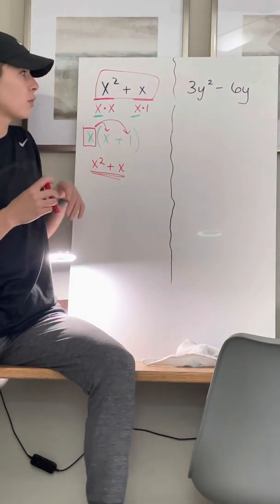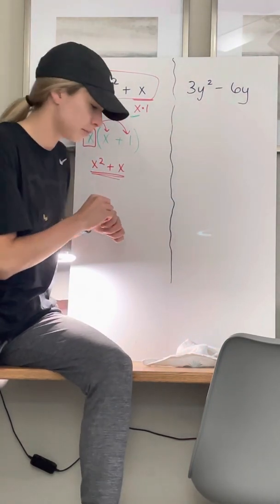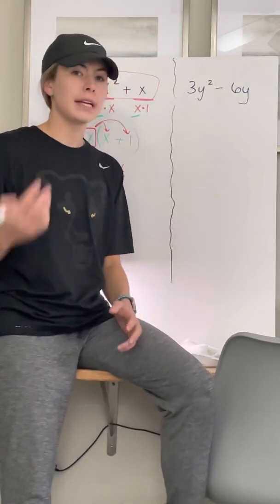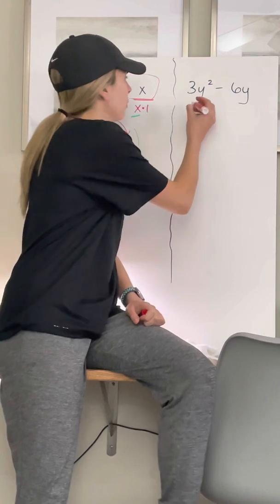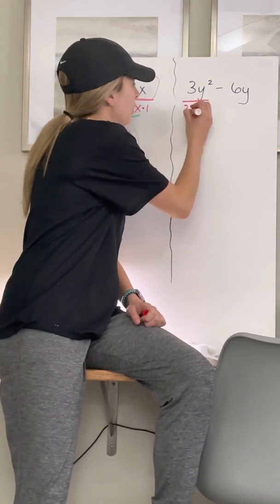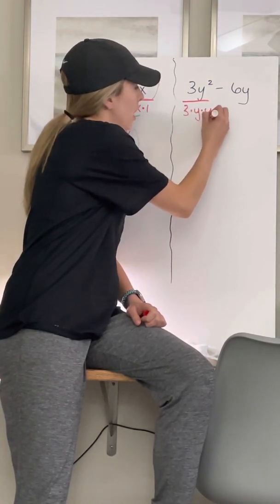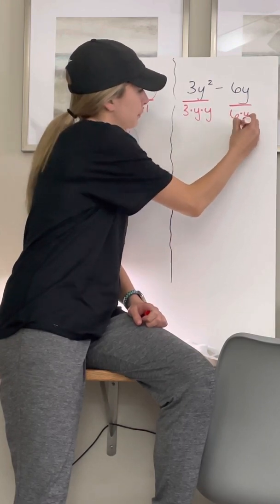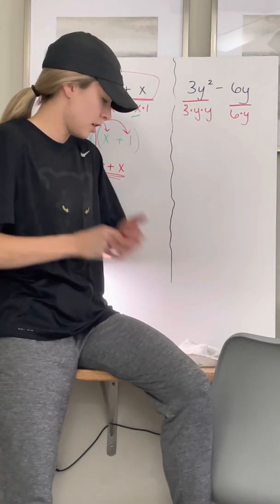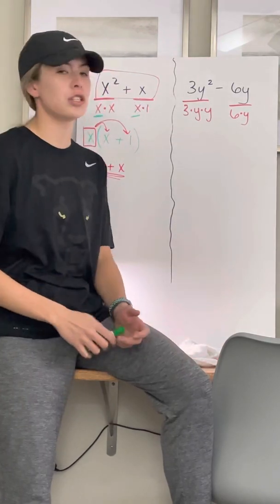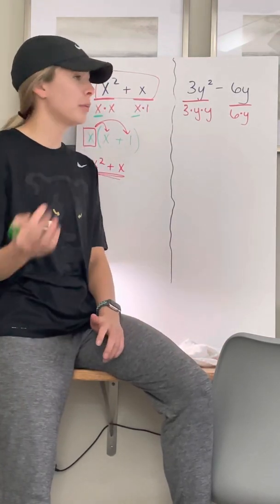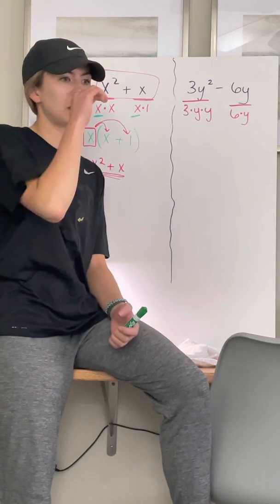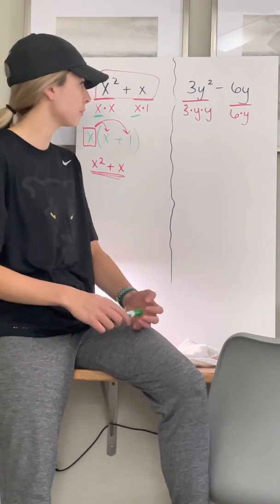Okay, now let's take a look at our second problem. We have 3y squared minus 6y. So again, we'll break it down just to see what's going on. We have 3 times y times y, and in this one we have 6 times y. Now, as you can see, they each have a y term, so we will be factoring that out, but there's also one more thing that we're going to factor out to get our greatest common factor.